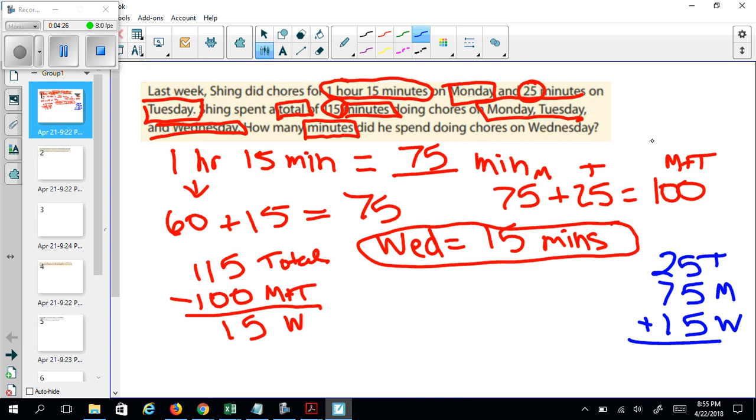So we have 5, 10, 15. So 5, carry the 1. 2 plus 7 is 9. 9 plus 1 is 10. 10 plus 1 is 11. Sorry, I got distracted for a second. See why we don't distract ourselves while doing math? So here is our total of 115 minutes. Okay, so always double check your work to make sure that you are getting what you need to get.